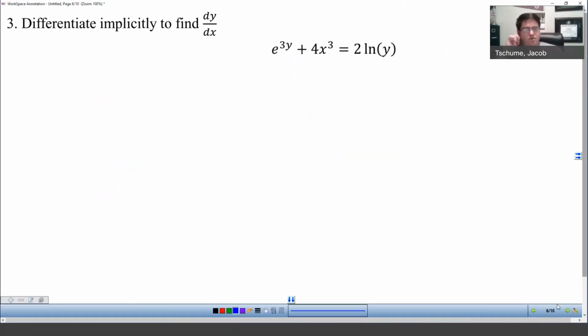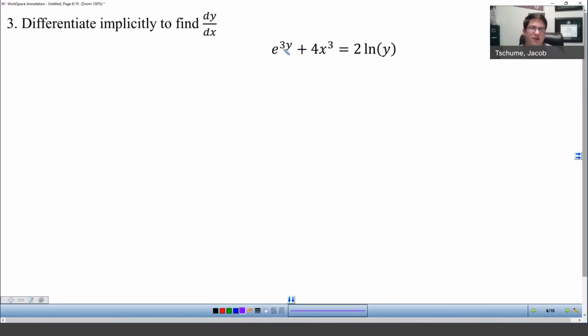All right, let's continue this trend. So how about number 3? Find the derivative implicitly of e to the 3y plus 4x cubed is equal to 2 times the natural log of y. So once again, I need to take the derivative from left to right on this function.